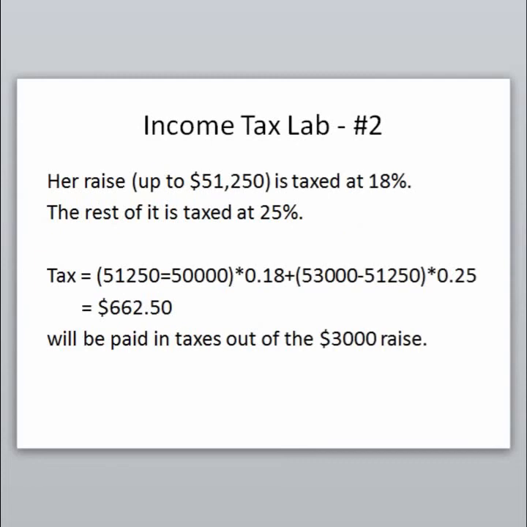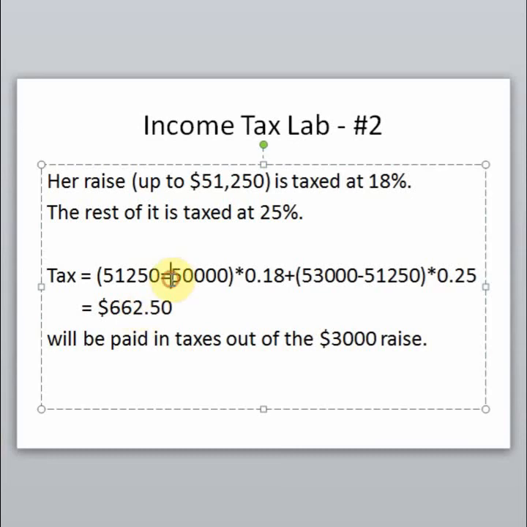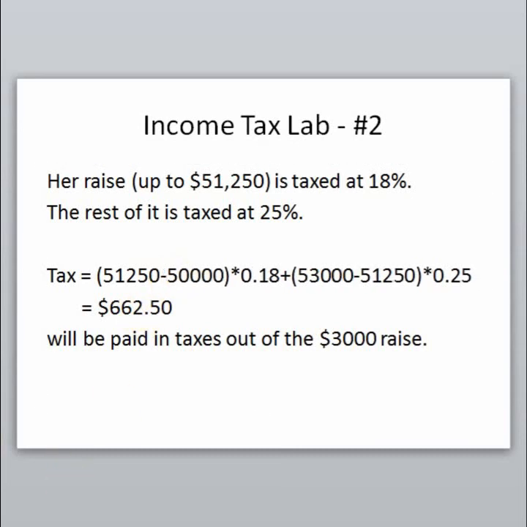Well, her raise up to the cutoff, the $51,250, is going to be taxed at 18%. Then everything above and beyond that is going to be taxed at 25%. So we would need to see how much of her raise is below the cutoff. So we'd take the $51,250 minus the $50,000, because again, we're just looking at the raise. We're not really concerned with the first chunk of her income. So that first chunk of her raise from where she was up to $51,250 is taxed at 18%. And then everything above $51,250 will be taxed at 25%. So we take her total, which is the $53,000, subtracting off the $51,250, and that's going to be multiplied by 0.25 because that chunk is taxed at 25%.